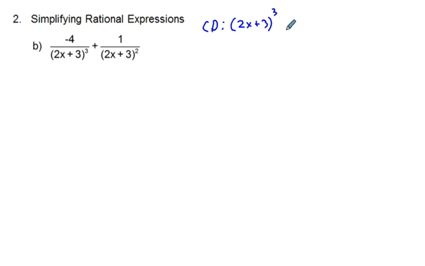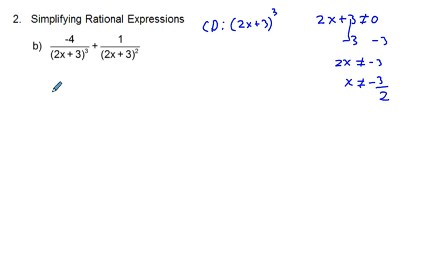And then as far as what our excluded value is, we cannot divide by 0. So we know that 2x plus 3 cannot equal 0. So if we subtract 3, we get 2x cannot equal negative 3. So x cannot equal negative 3/2. So that would be our excluded value here.